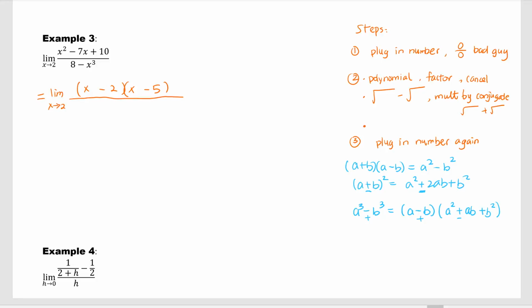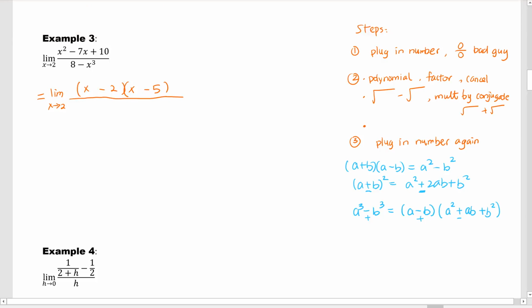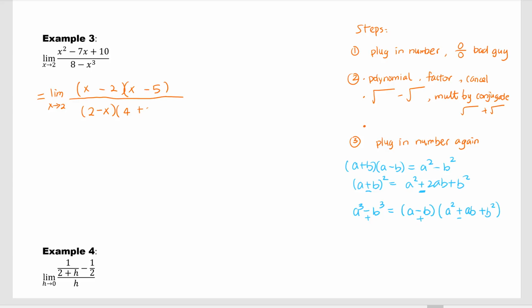Okay, so let's continue. How do we factor it? Well, 8 is 2 cubed, right? 2 cubed minus x cubed. Then we use this formula, with a is 2, b is x. So that equals 2 minus x, times 2 squared which is 4, plus ab which is 2 times x, plus b squared, x squared. Okay?